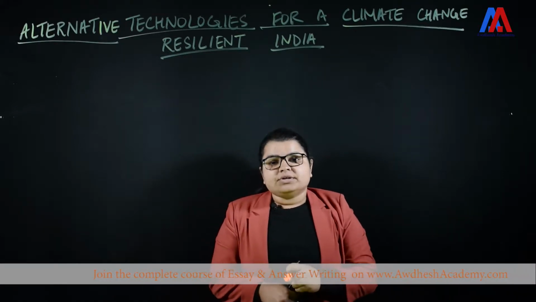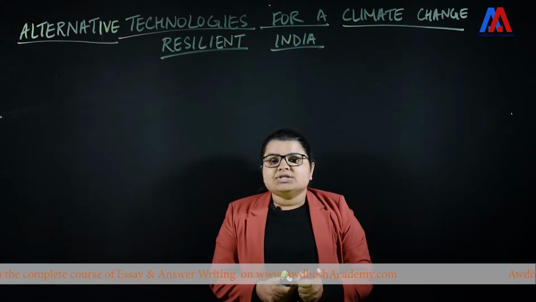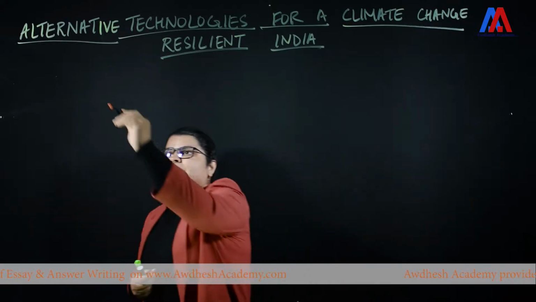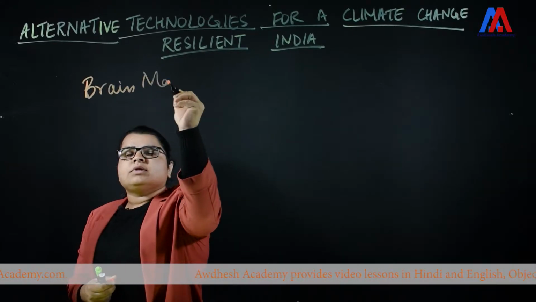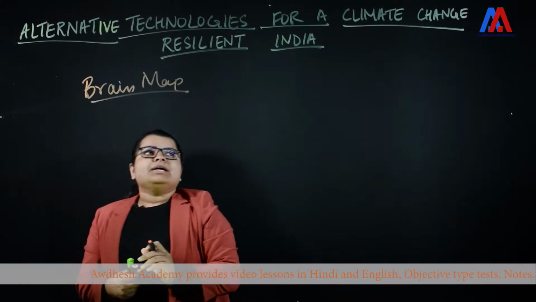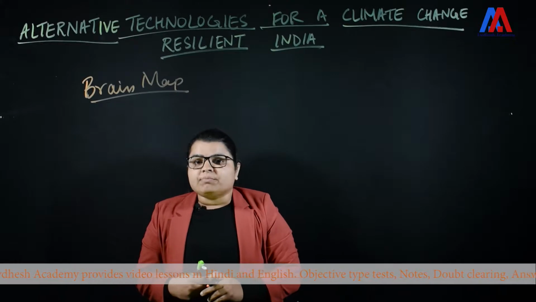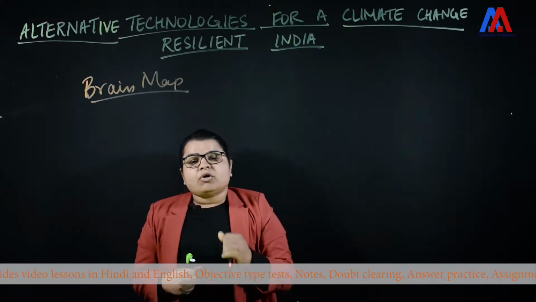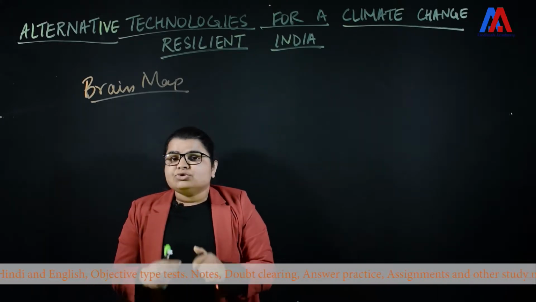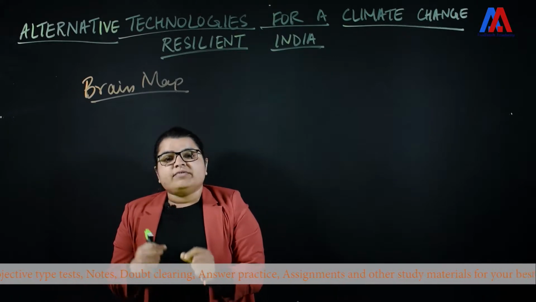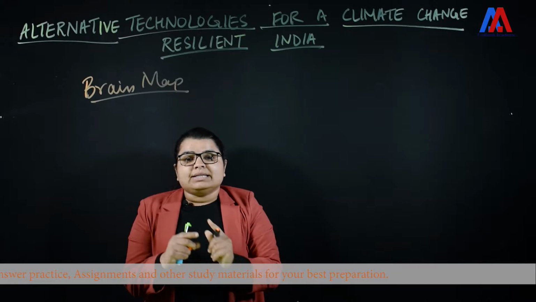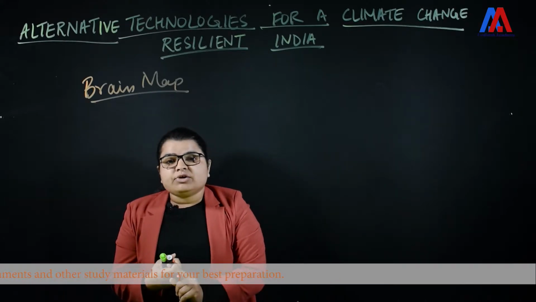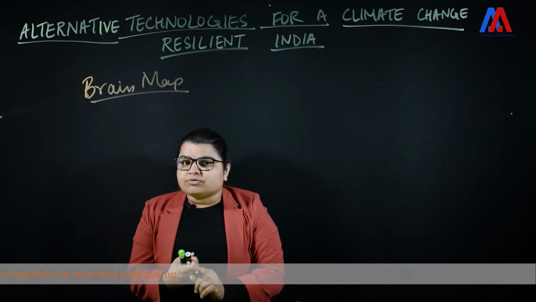Now this appeared in the 2018 mains, so let's start with a brain mapping first. First of all, think and understand the topic. You have to talk about alternative technologies. So don't just restrict to alternative energy resources and talk about renewable resources. That is, yes, one aspect of it, but not the only aspect of it.